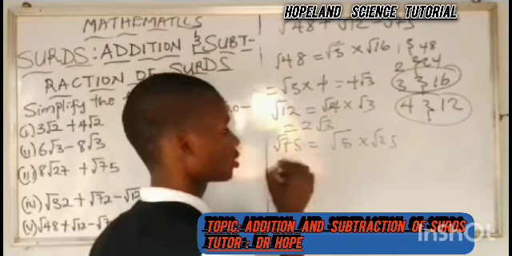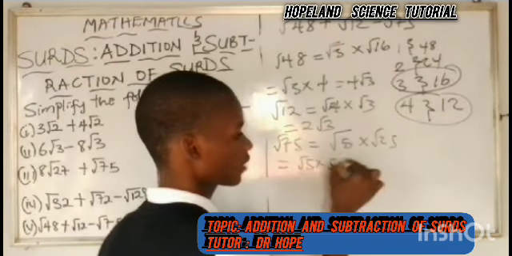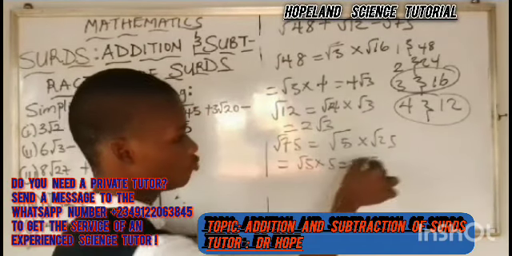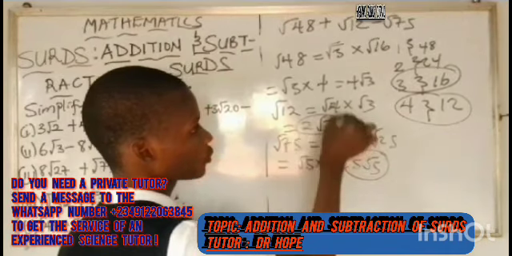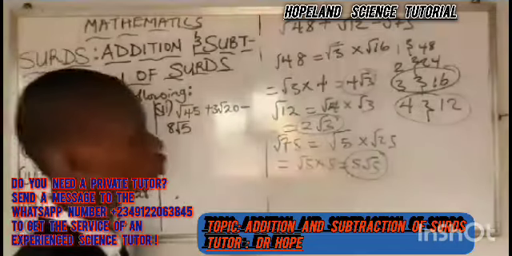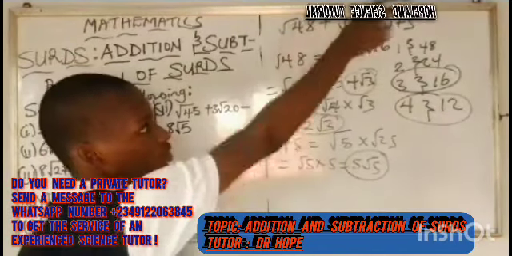Root 25 will give us root 5 times 5. That is equal to what? 5 root what? 5 root 5, right? So now these are the basic form of each of the surds in the equation. True or false? True. So we are going to use them to replace it.